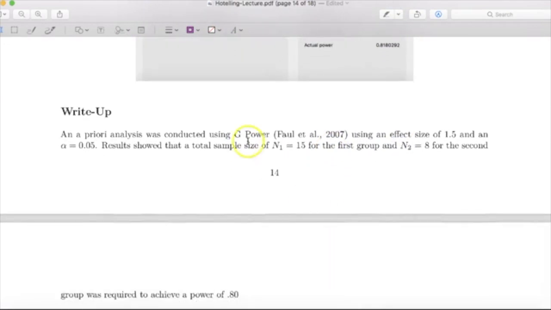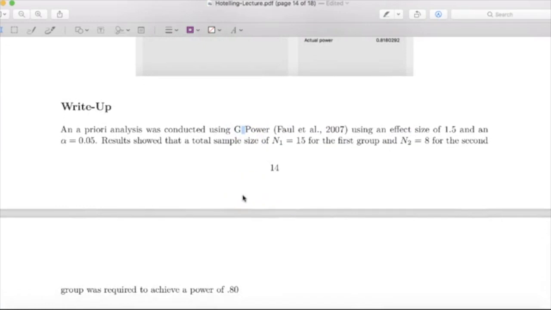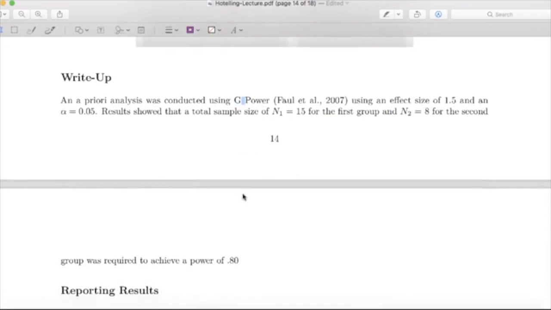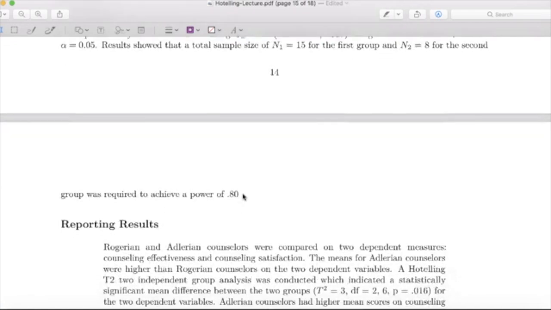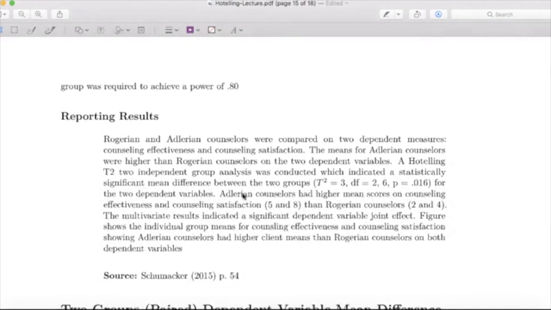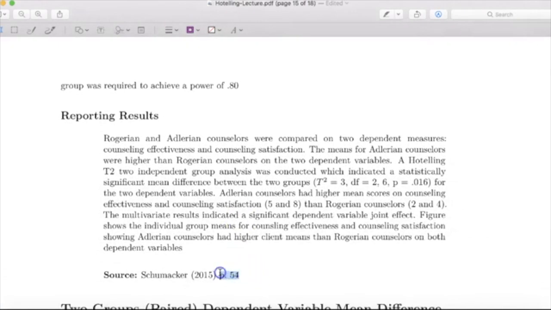Remember to cite G*Power. G*Power actually has an asterisk here, but because of the way I create my notes, I can never put it in. But that's not an issue that you might have. And then you can go to your textbook on page 54. It has a whole write-up on how to present your results for Hotelling's T-square.